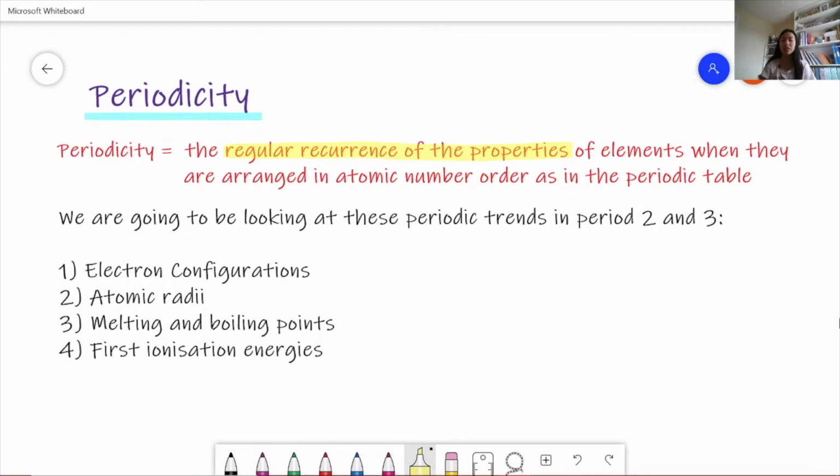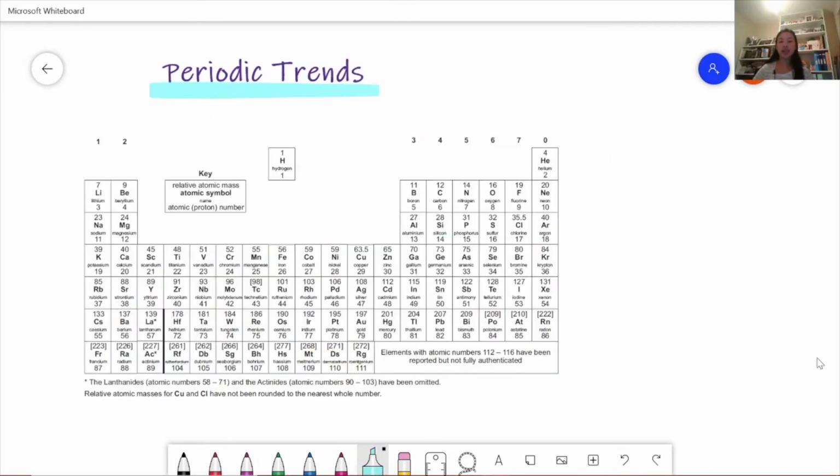So firstly, we're going to look at electron configurations, which actually determine the chemical properties of different elements. And then secondly, the atomic radii, and then melting and boiling points, and then finally first ionization energies across these periods. So we're going to have a look at some periodic trends.